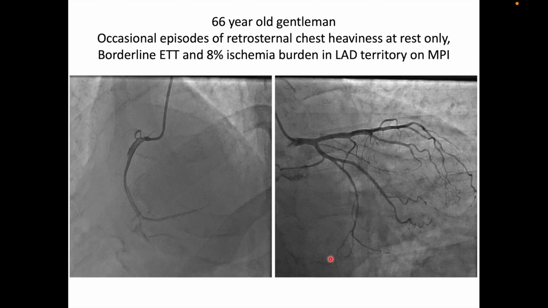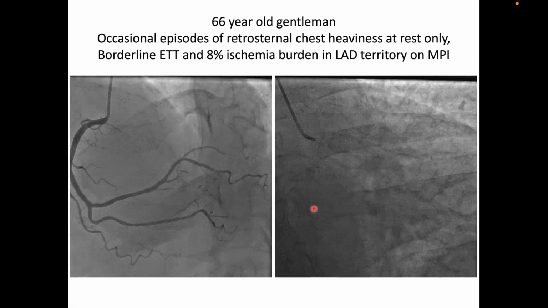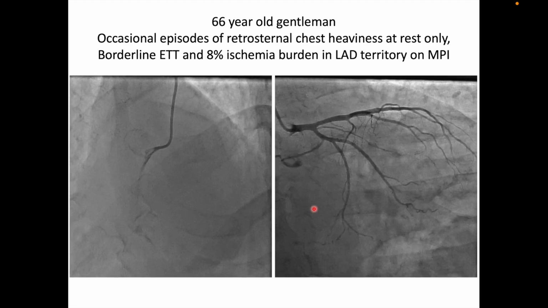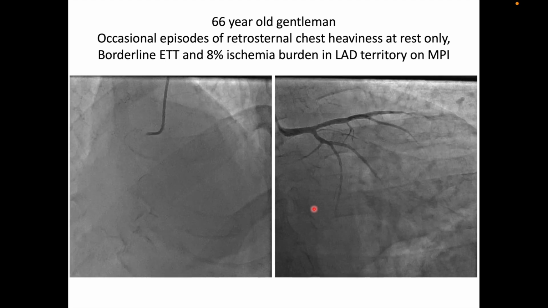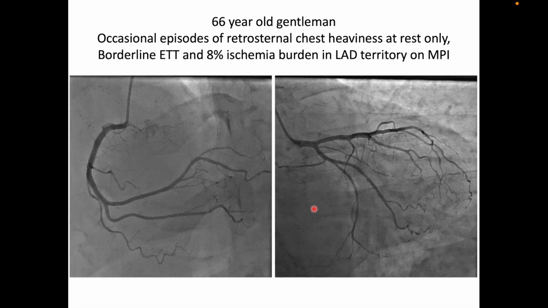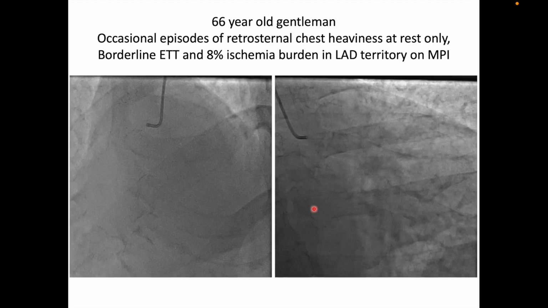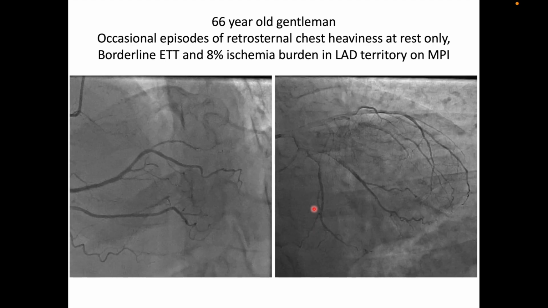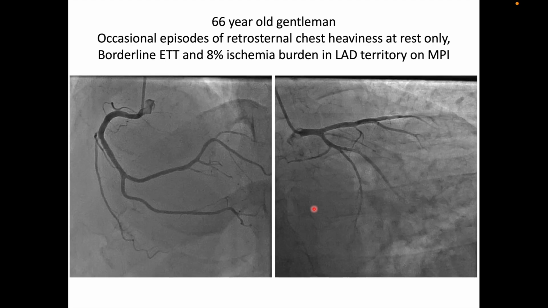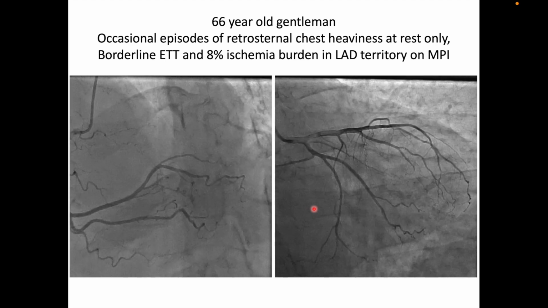Now, this is a 66-year-old gentleman. He had occasional episodes of retrosternal chest heaviness at rest only. His ETT was borderline positive for ischemia, and on myocardial perfusion scan, there was 8% ischemia burden in the LAD territory. With ongoing symptoms, we decided to go for an angiogram.